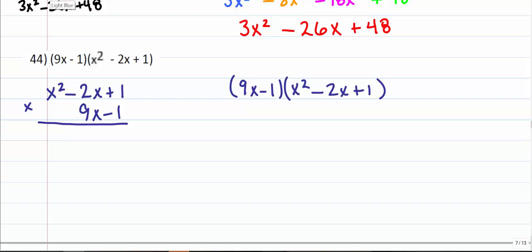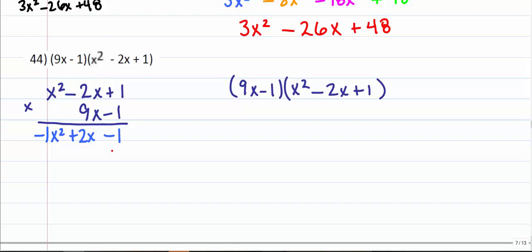If I stack it as I go, then I'm going to do 1 times negative 1 is negative 1. Then I'm going to multiply those two together, negative 2x times negative 1 is positive 2x. And then I'm going to multiply negative 1 times x squared, which would give me negative 1x squared.